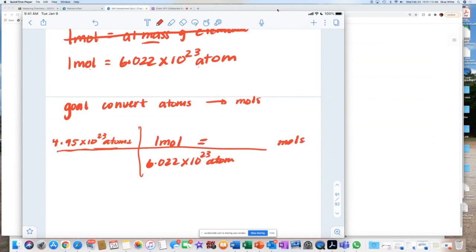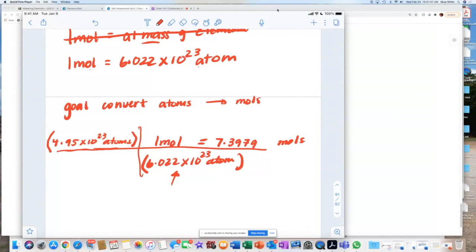Don't forget to use parentheses. Very important: when you're putting this in calculations, use parentheses so that your calculator doesn't separate these into two different numbers. So open parentheses 4.95 exponent 23 to the right, close parentheses, divided by open parentheses 6.022 exponent 23 to the right, close that. And I get my answer as 7.3979 moles, okay? So I want to make sure my numbers look right.